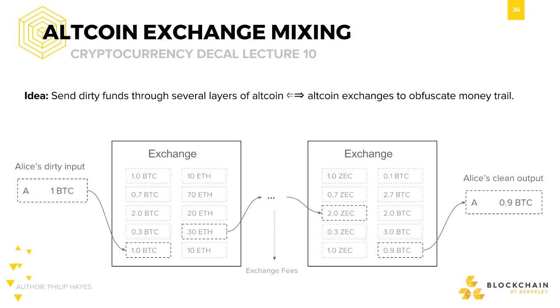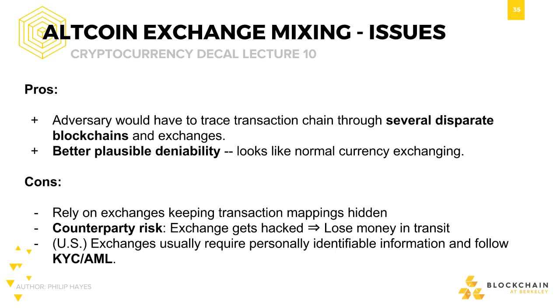Now, there's also altcoin exchange mixing, which is basically, okay, I'm going to take my Bitcoin that I want to anonymize and make private. I'm going to go to one exchange and exchange it for Dash, go to another exchange and exchange it for Zcash, and while it's in Dash and Zcash, also use their inbuilt anonymity measures. And then finally, I'm going to go to a last exchange and exchange my Zcash back to Bitcoin. Now, altcoin exchange mixing is decent because, one, on a qualitative level, it's hard for an adversary to de-anonymize you, because they'd have to trace you through a lot of disparate blockchains and exchanges if you're doing it right. And there's also better plausible deniability, because as you're sending these funds around, it just looks like normal transaction history. It just looks like I'm a normal user.